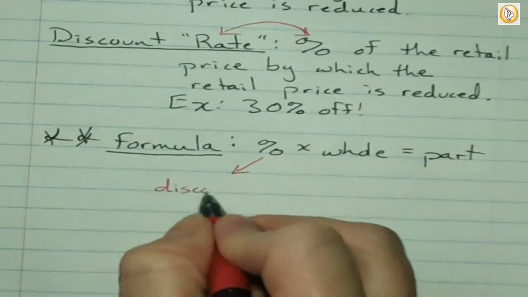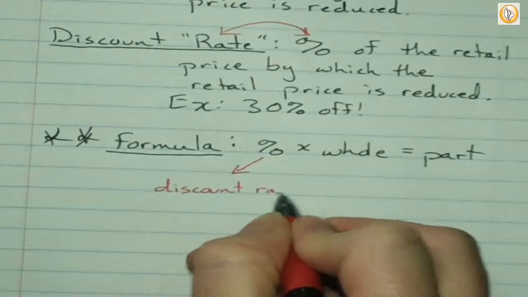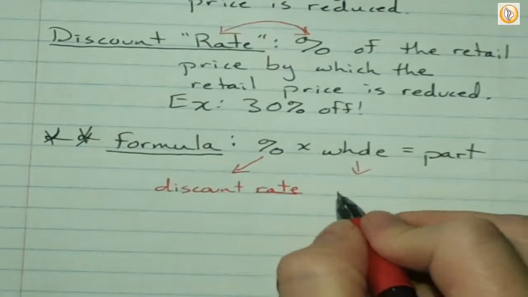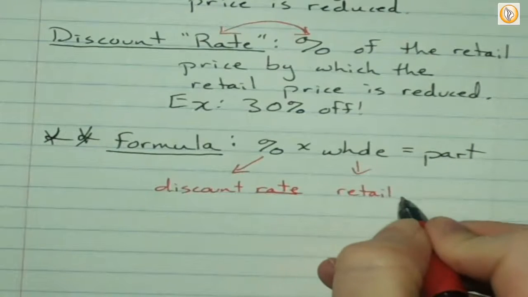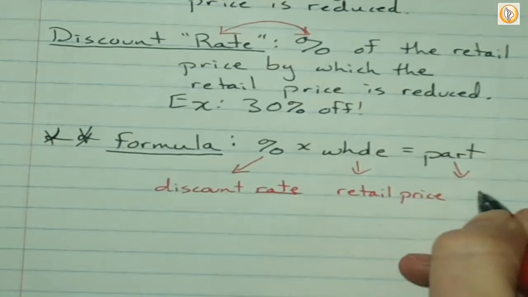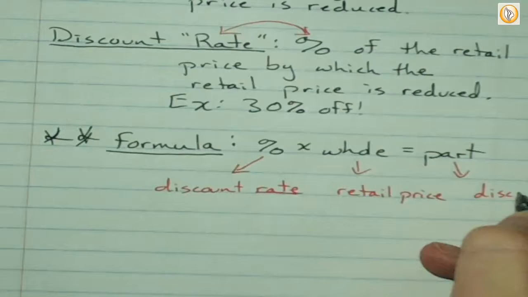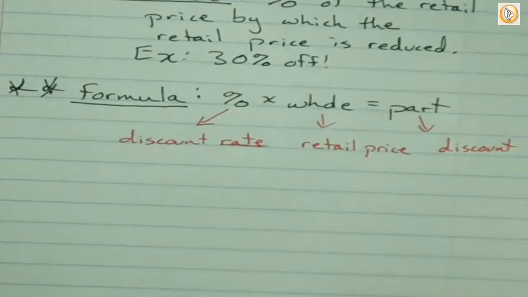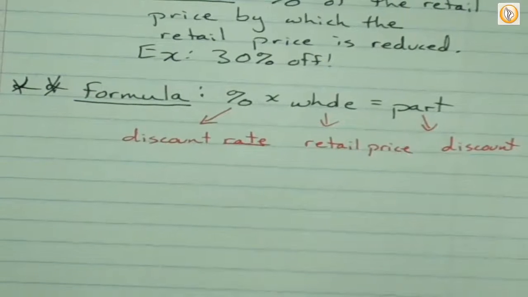This is your discount rate. The whole is your retail price. And part is your discount.